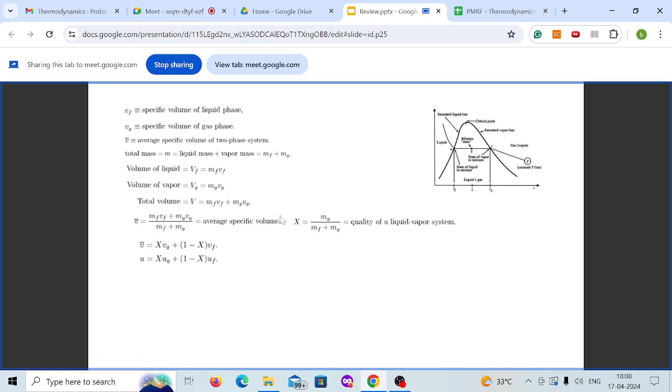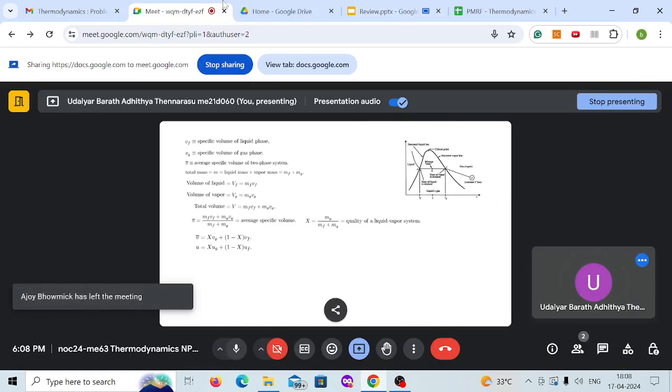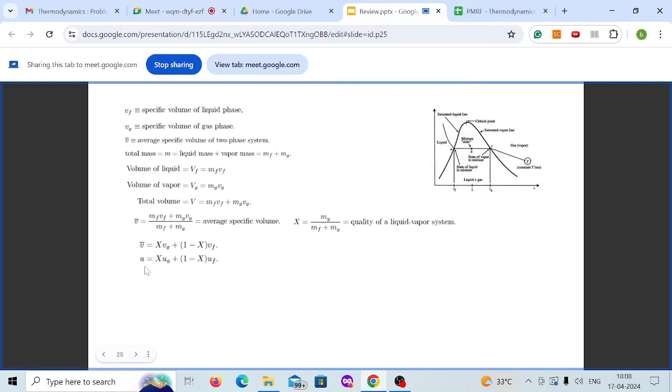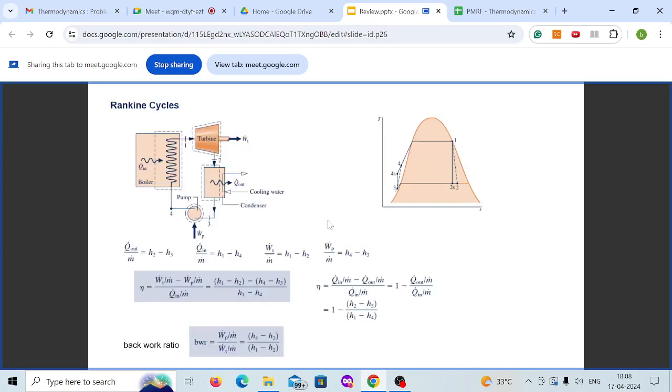You can derive a factor called the dryness fraction, or the quality, x, that is the mass of vapor divided by the total mass. From this you can get the specific volume as x times the vapor specific volume plus (1 minus x) times the liquid specific volume. And similarly you can define it for any other property, internal energy or enthalpy and so on.